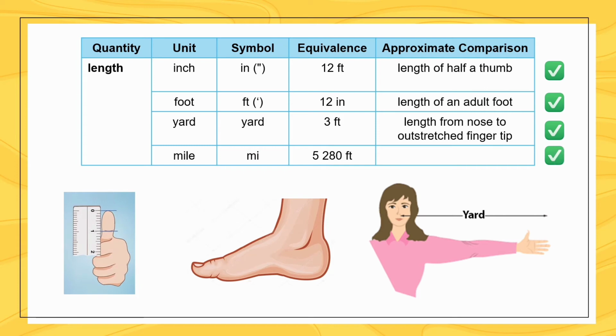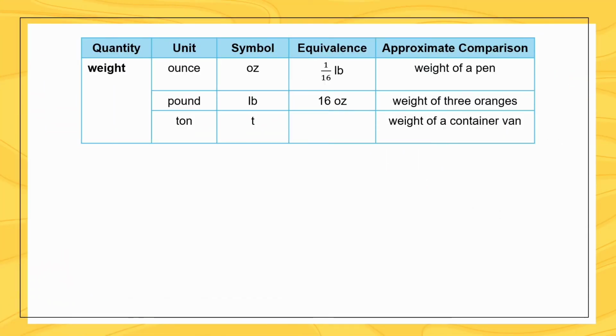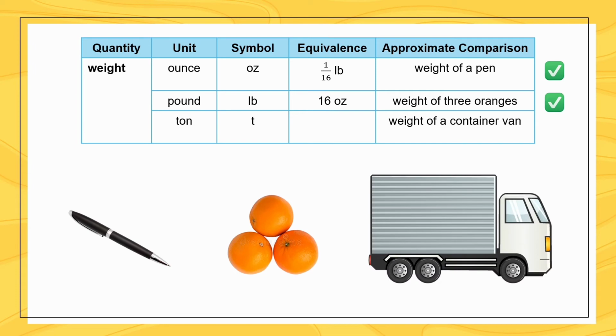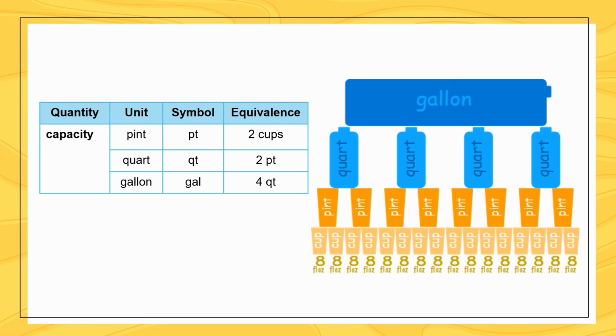For weight, here are the units we could use. Ounce, which is compared to a weight of a pen. Pound, which is compared to a weight of 3 oranges. Ton, which is compared to a weight of a container van. For capacity, we have pint, quart, and gallon.